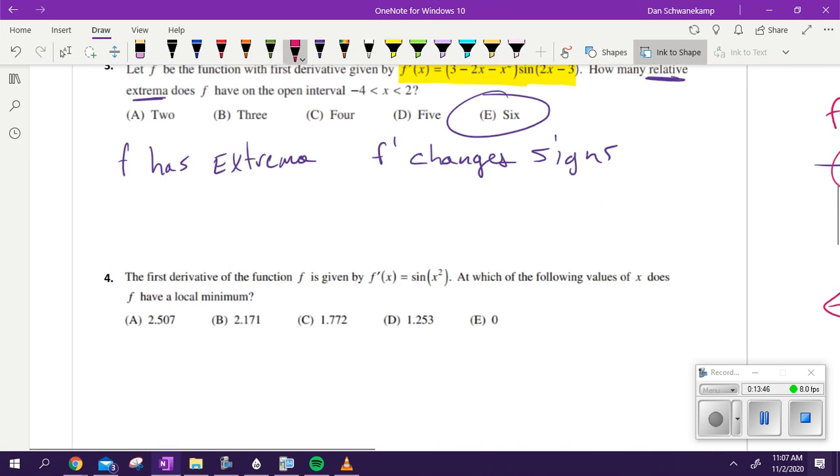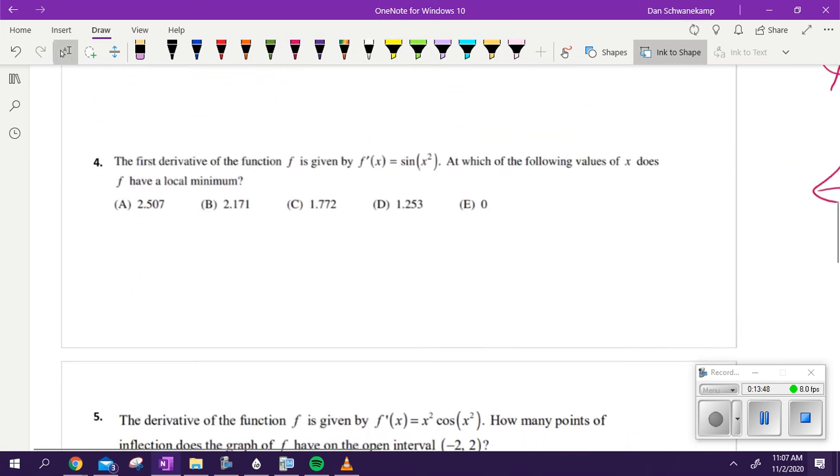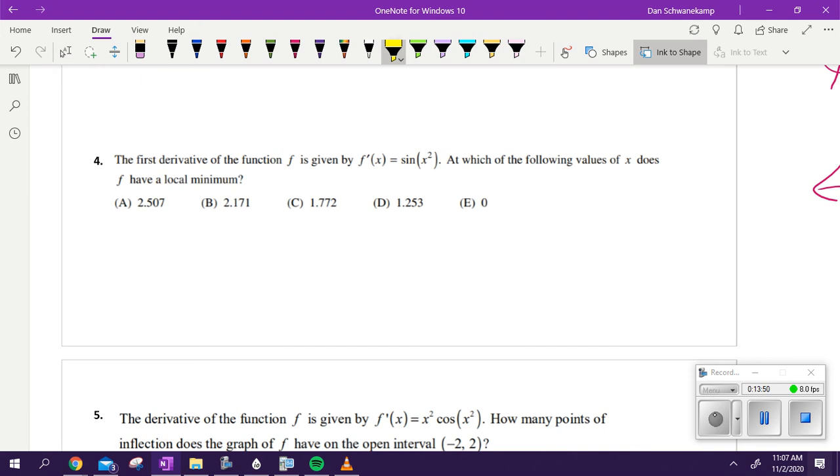All right, let's try another. The first derivative of a function is given by this thing right here. This is f prime. We want to know, when does f have a local minimum? So again, the whole point of today's lesson is for you to start thinking, what am I looking for before you actually look at the graph? Because if you look at the graph, sometimes it's too late. Your brain has already told you what you're looking for.